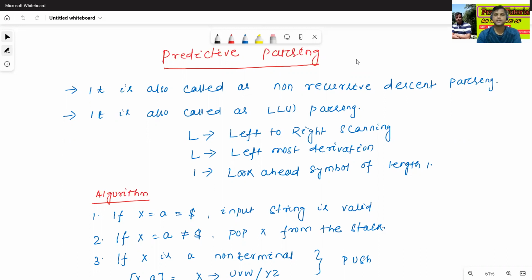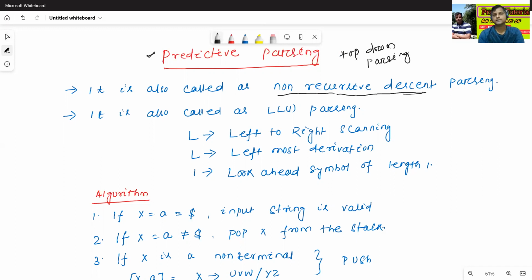Predictive parsing. Predictive parsing or predictive parser is a top-down parsing approach. So predictive parser or predictive parsing is a top-down parsing. We can also call predictive parsing non-recursive descent parsing.